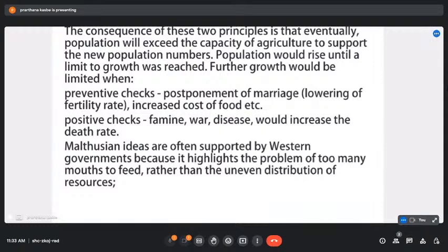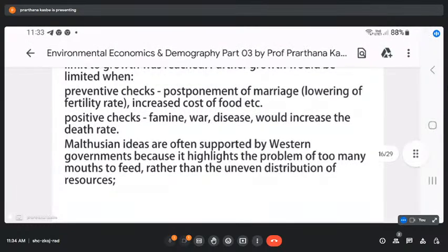Preventive checks: postponement of marriage. How can we go to the preventive checks? We can postpone the marriage, that is lowering of fertility rate, and increase the cost of food.